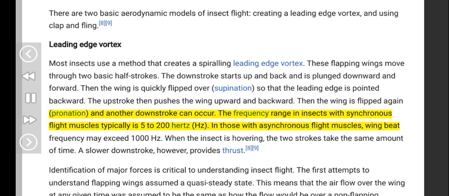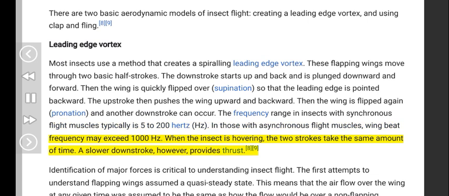The frequency range in insects with synchronous flight muscles typically is 5 to 200 Hz. In those with asynchronous flight muscles, wing beat frequency may exceed 1000 Hz. When the insect is hovering, the two strokes take the same amount of time. A slower downstroke, however, provides thrust.